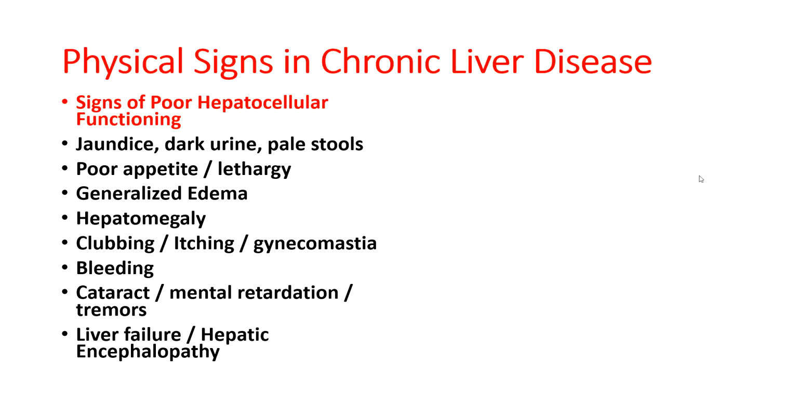Patients start bleeding because the liver is the main site of synthesis of many clotting factors. The patient might develop cataract, mental retardation, or tremors because of the metabolic disturbances. And in the final stages, when the liver is in total failure, the patient develops hepatic encephalopathy, which is a serious neurologic disorder in association with liver failure.